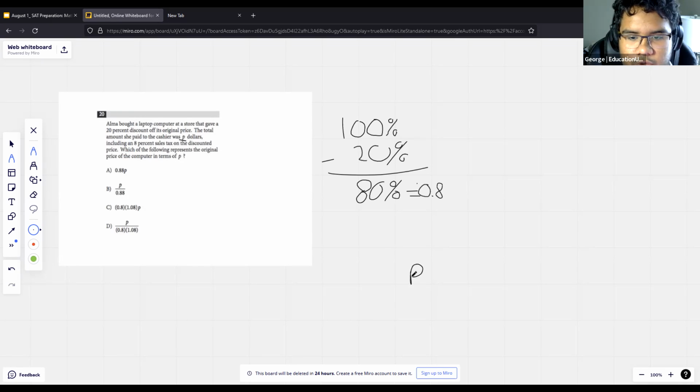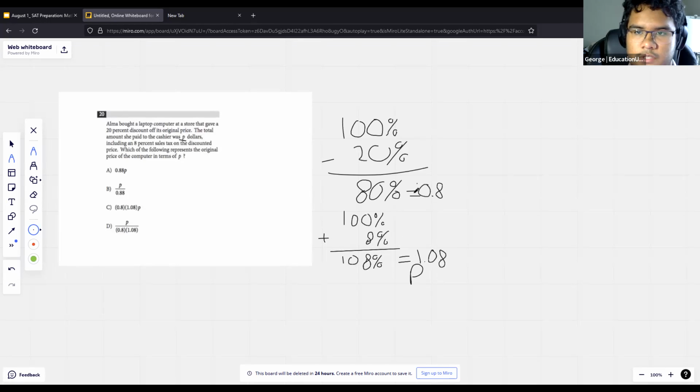So next it says the total amount she paid to the cashier was $P. P here is supposed to be the final value of what she paid, because it says including an 8% sales tax on the discounted price. So this is the final value, not the original price. But before we figure out the original price in terms of P, we need to understand the 8% sales tax. The same principle as the discount applies, except you're adding a percentage. So what you end up paying is 108% of the original quantity. In decimal form, that becomes 1.08.